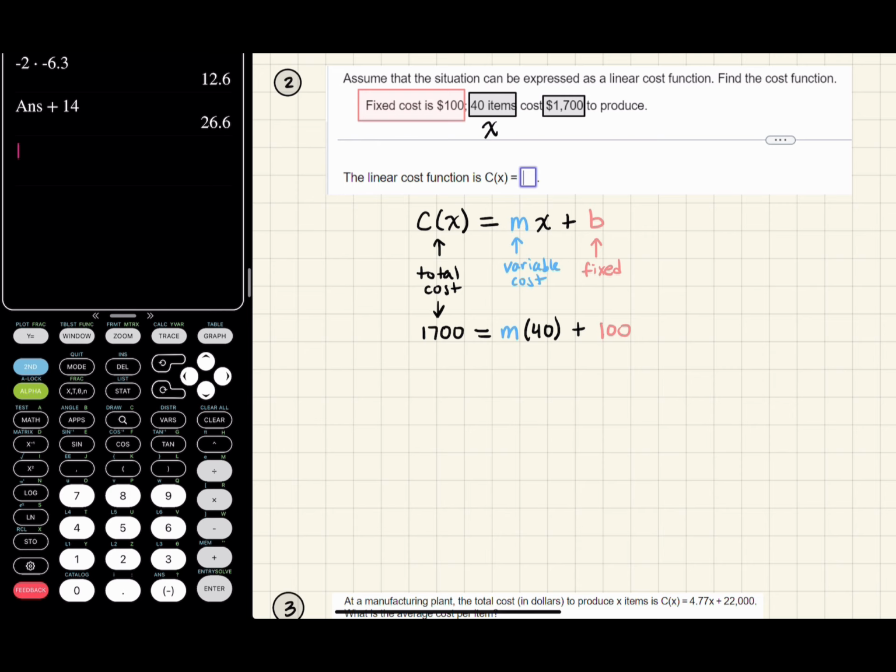We'll start off by subtracting 100 from both sides. That'll leave us with 1,600 equals m times 40. And now the last step is to just divide by 40 on both sides so we can get m by itself. And 1,600 divided by 40 is 40.